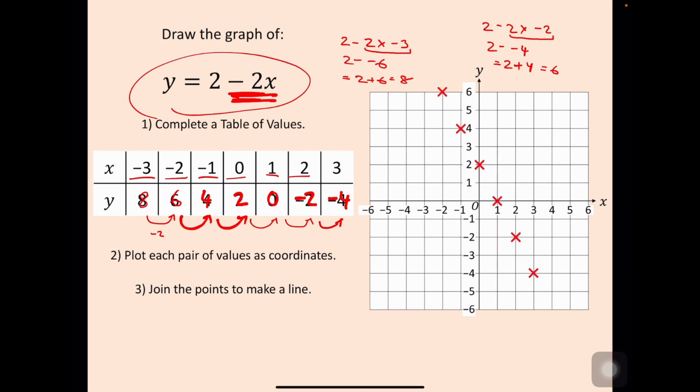Now we need to plot the values as coordinates, and one difference I think we can see on this line is that instead of it going like that, in that direction, it's going in the opposite direction, and that's because the value in front of the x is negative.